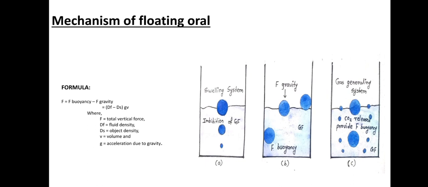There is a formula: F = F buoyancy minus F gravity = (df minus ds) g v, where F is the total vertical force, df is the fluid density, ds is the object density, v is the volume, and g is the acceleration due to gravity.